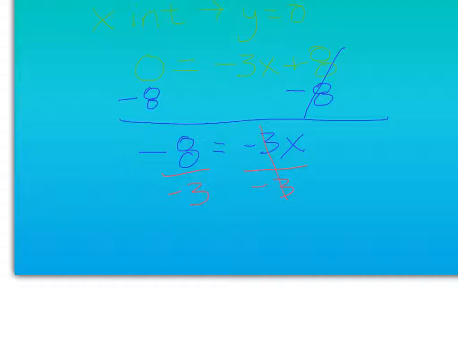Now, you could type it in your calculator if you want, but I'm just going to leave my answer as 8 over 3. Boom. There you go. That's your x-intercept. Remember that it's also a point, so it's 8 over 3, comma, 0. Easy peasy, lemon squeezy.